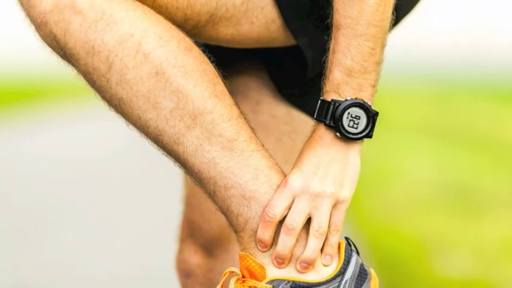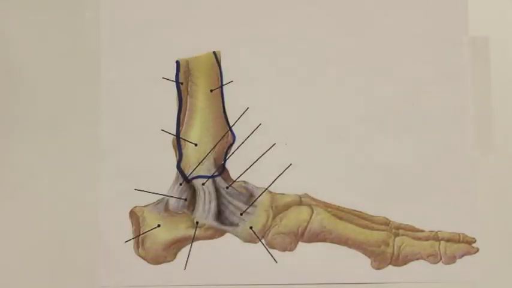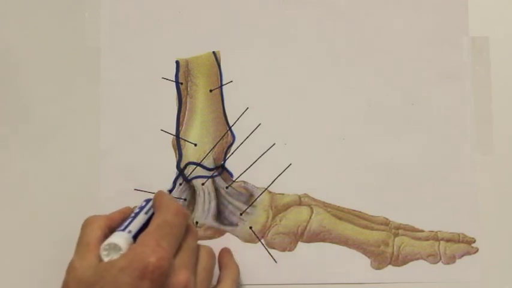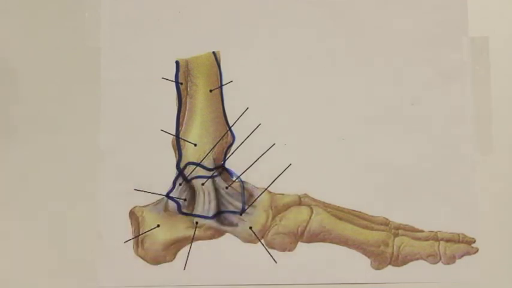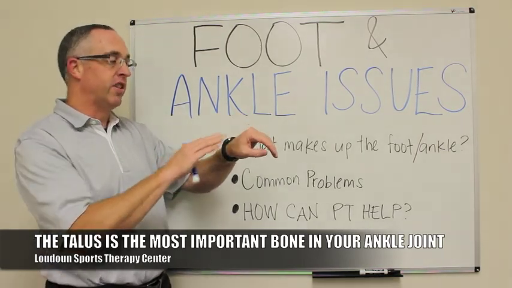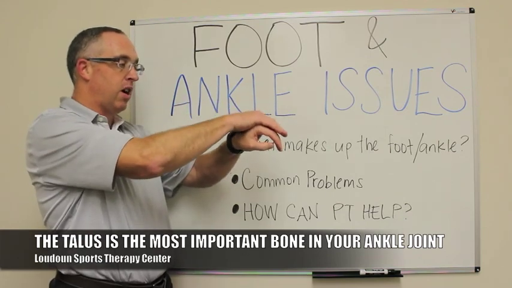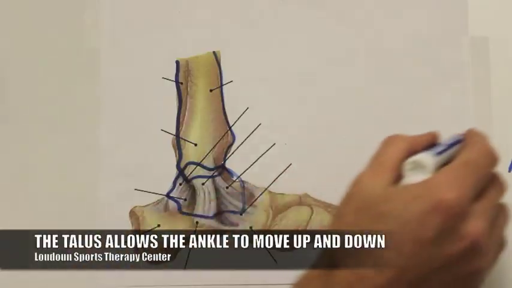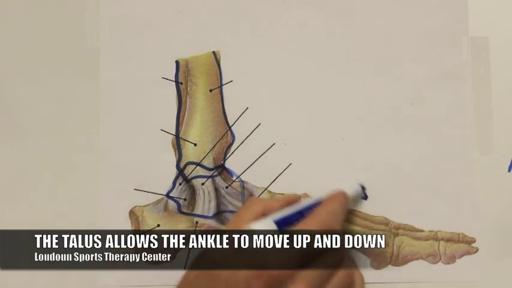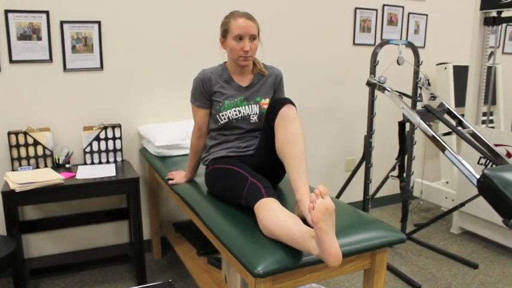So your ankle joint is made up of your tibia and your fibula, which come and sit on top of and next to a bone underneath called your talus. It's a dome-shaped bone that sits in the ankle and the foot itself. That dome-shaped bone is what allows for the up and down motion of your ankle, which ideally is the motion that we're looking for.